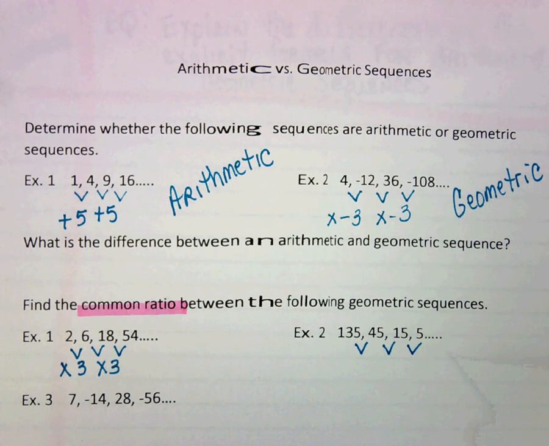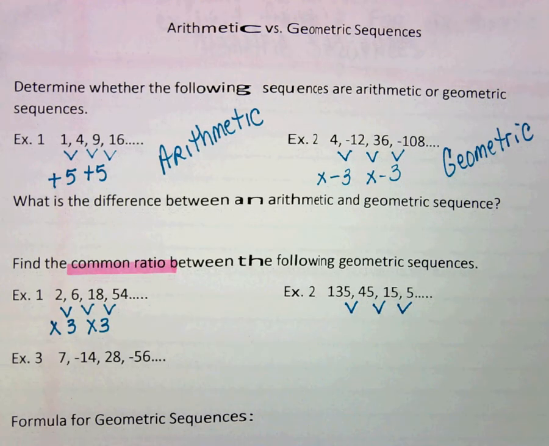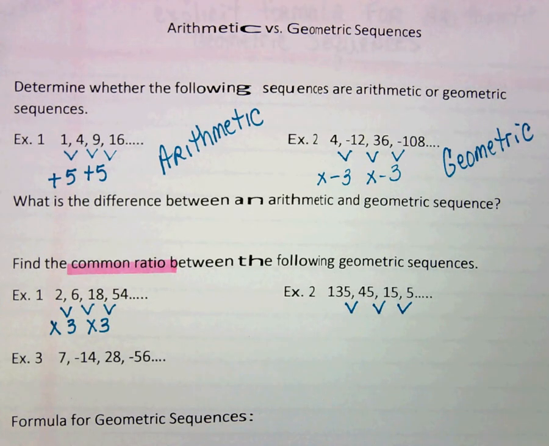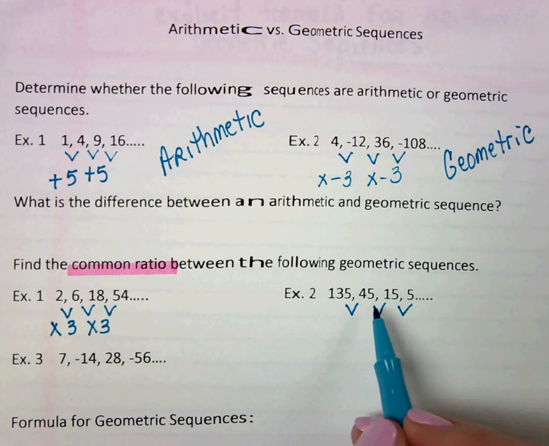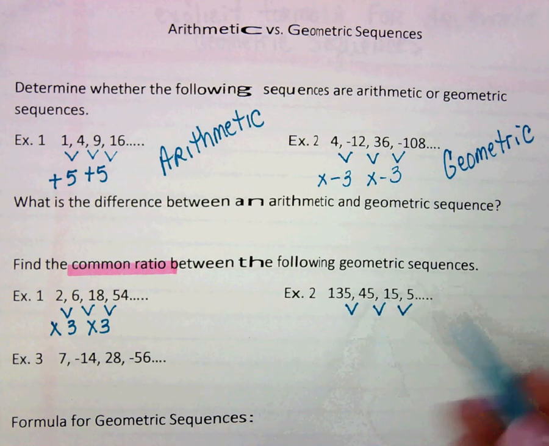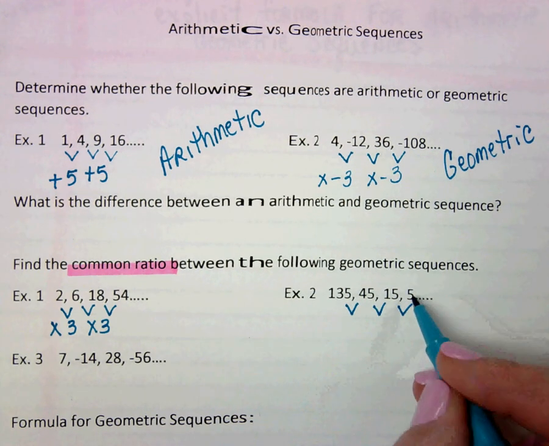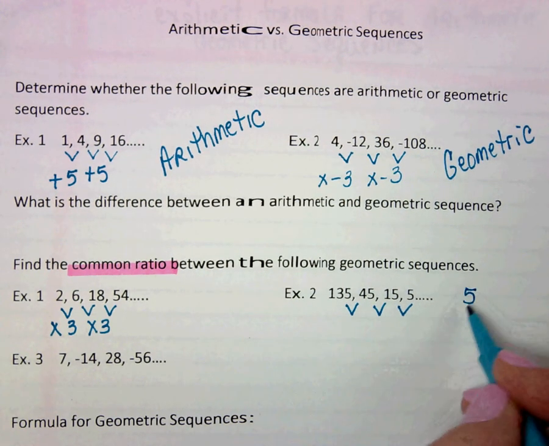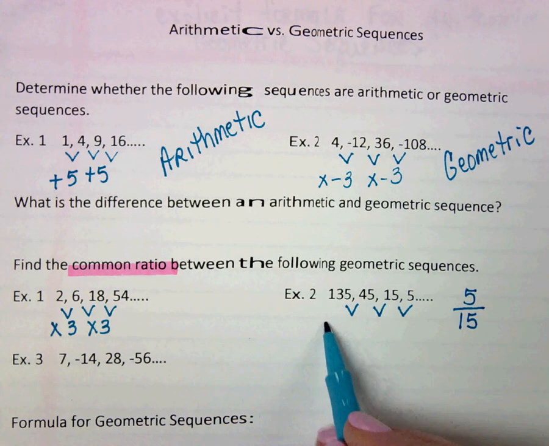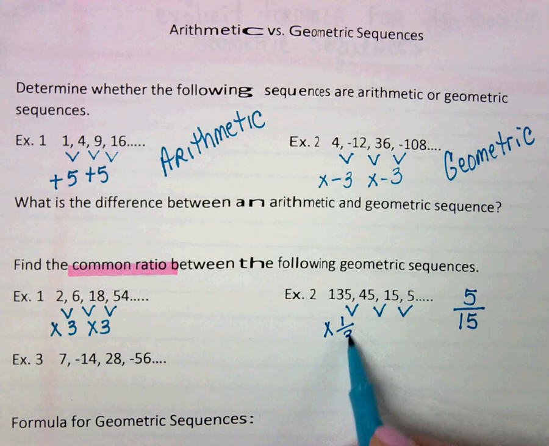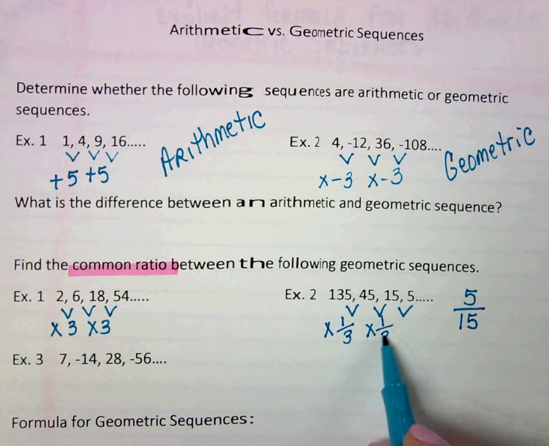What is the common ratio? If you weren't sure here what the common ratio is, remember you could take any 2 consecutive terms and divide the one on the right, and I'll just take 5 and 15, divided by the one on the left. And so you should be seeing that the common ratio is a pattern of multiplying by 1/3.